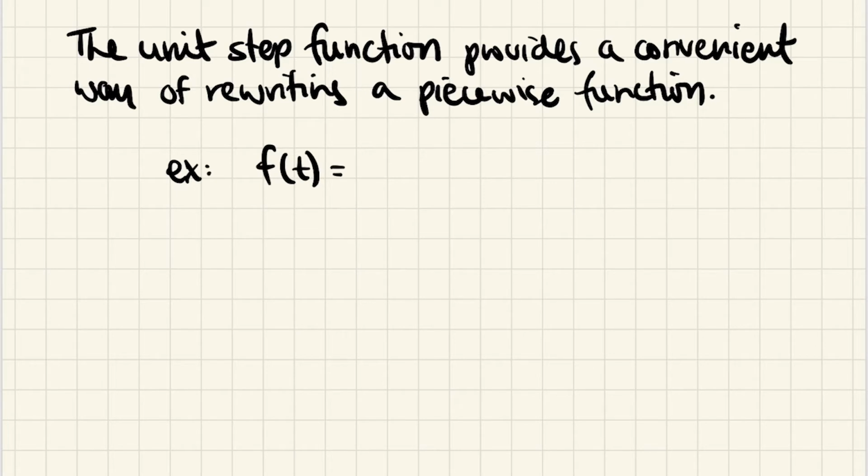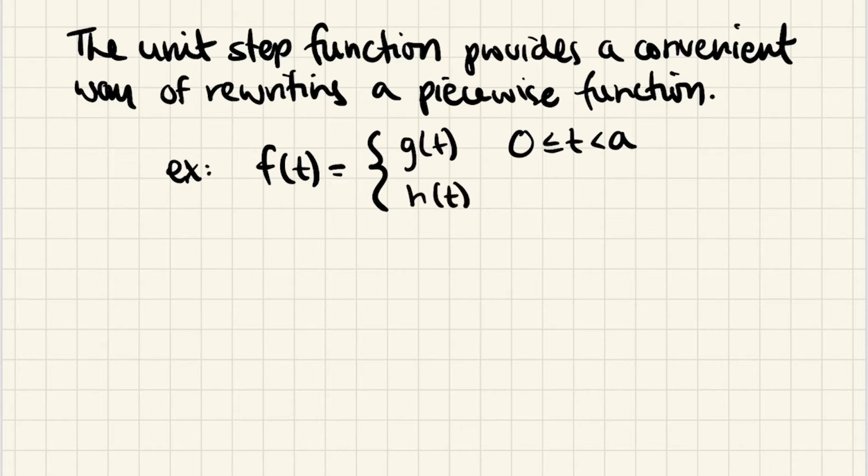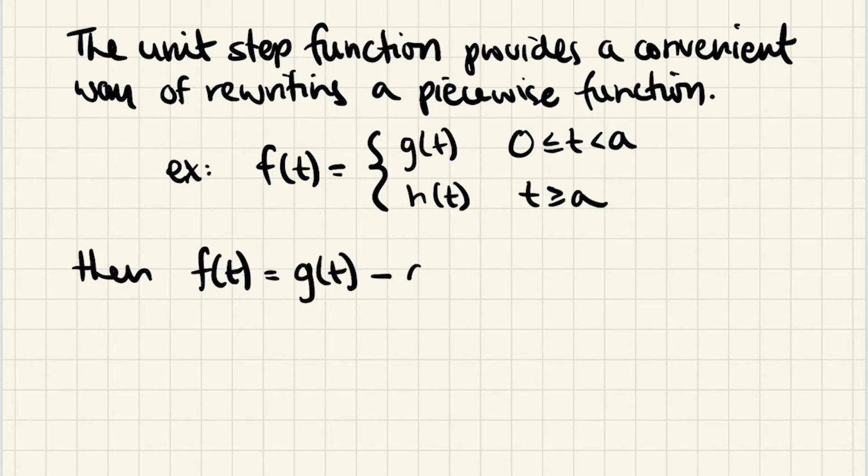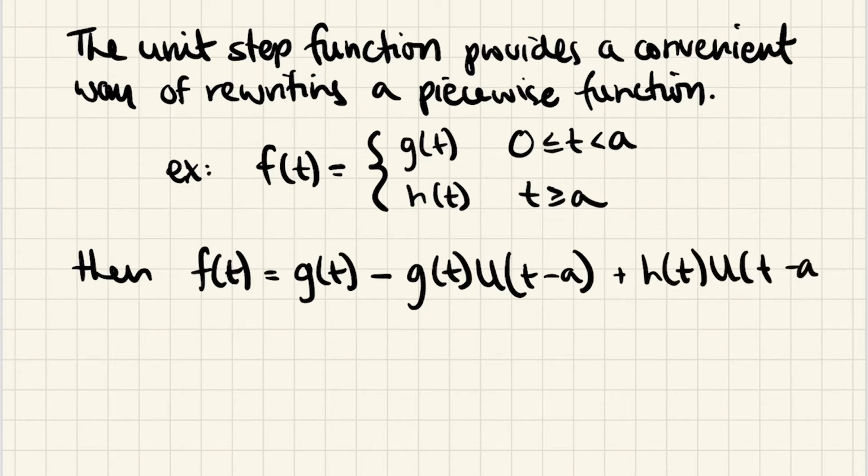So for instance, if we have the piecewise function f of t is equal to some formula g of t for t less than a, and some other formula h of t for t greater than a, then we could write f of t in the following way. We could say that it's g of t minus g of t times the unit step function plus h of t times the unit step function.